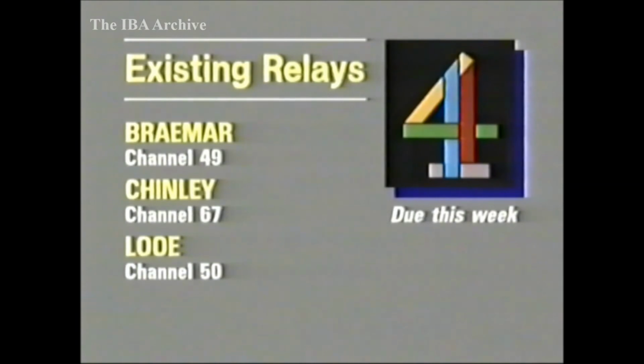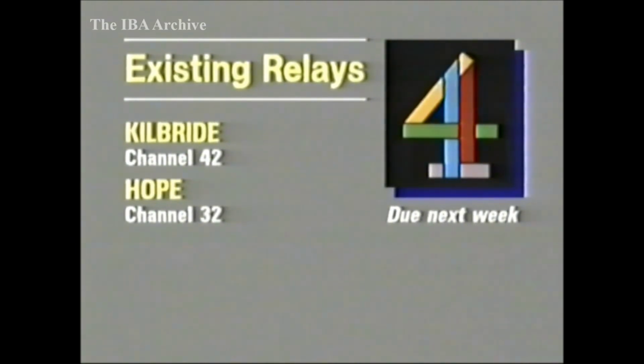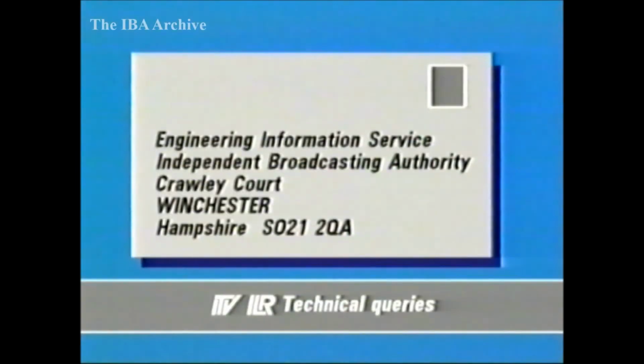Expected on the air later this week in Scotland, Braemar on Channel 49, in Derbyshire, Chinley on 67, and in Cornwall, Looe on 50. Hope to be ready towards the end of next week on South Uist, Kilbride on 42, and in Derbyshire, Hope on 32. And that's all for this week.